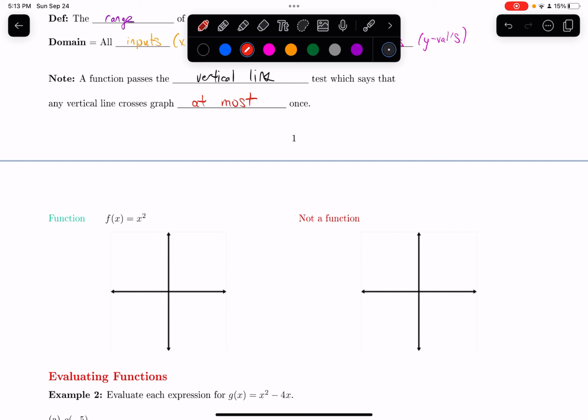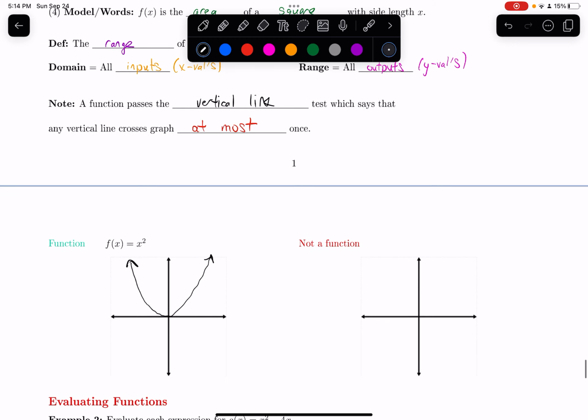All right, so let's look at an example where I'm going to draw 2 things. One that is a function and one that isn't a function. So first, we were looking at this formula, f of x equals x squared. Let's just recopy the graph. And that was our upward facing parabola. If I look at this graph and I draw some vertical lines, this vertical line just crosses the graph once. So that's fine.